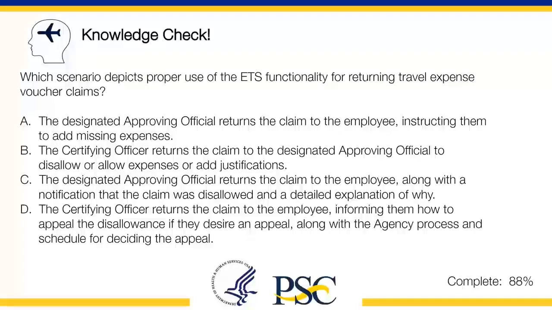C. The designated approving official returns the claim to the employee, along with a notification that the claim was disallowed and a detailed explanation of why. D. The certifying officer returns the claim to the employee, informing them how to appeal the disallowance if they desire an appeal, along with the agency process and schedule for deciding the appeal. Pause the video, consider your response, and then resume to learn the answer.